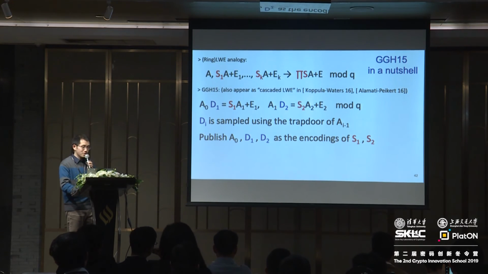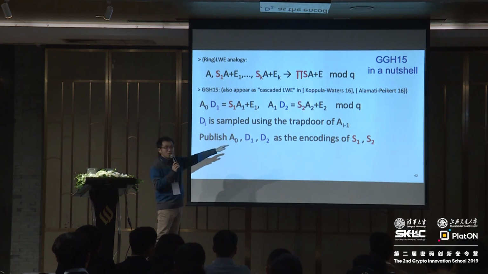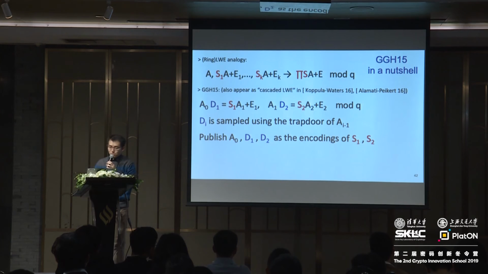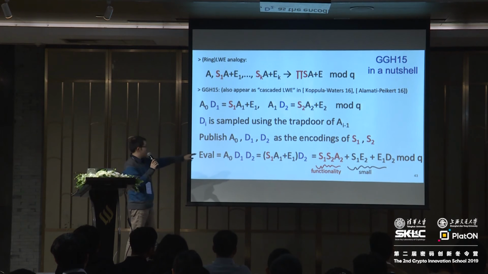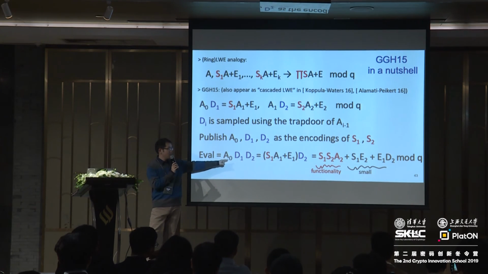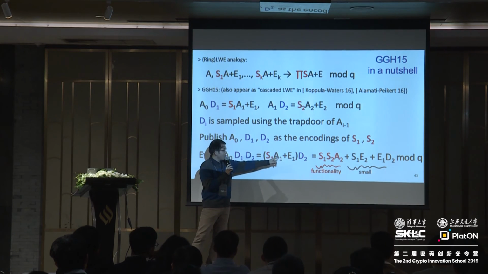So let me jump to the next slide first. If I have these 2 encodings, D1 and D2, as the encodings of S1 and S2, what I can do is evaluate as following. I compute A0 times D1 times D2, and let's look carefully how this evaluation goes. You first compute A0 times D1. It opens to the first LWE sample, S1 A1 plus E1, and now we multiply by D2. So we put D2 inside. We will have the first component being S1 A1 D2. So A1 D2 opens to S2 times A2.